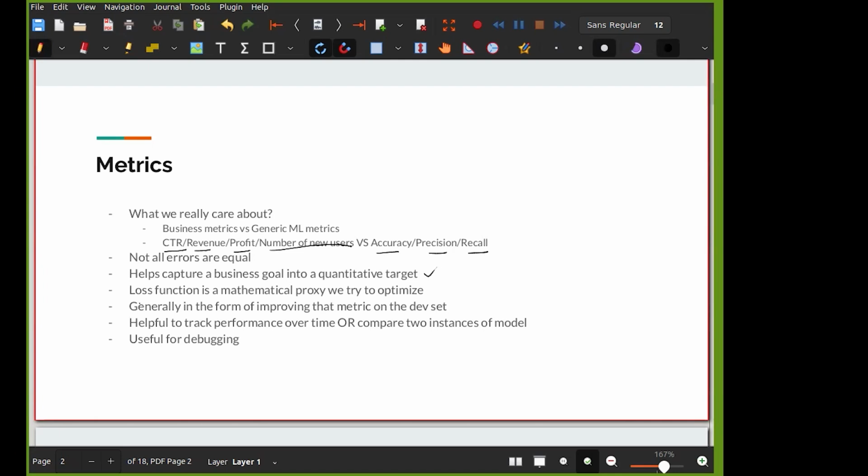Usually, even generic ML metrics or business metrics are hard to optimize directly. And one way to do it is via a loss function. So in some sense, loss function is a proxy which we try to optimize. But what we truly want is to improve either a generic ML metric or a business metric. That's what we care about. But loss is just a proxy which we can optimize on. And generally, we want to improve the metric on the validation set or dev set. It is helpful to track performance over time or even compare two instances of a model.